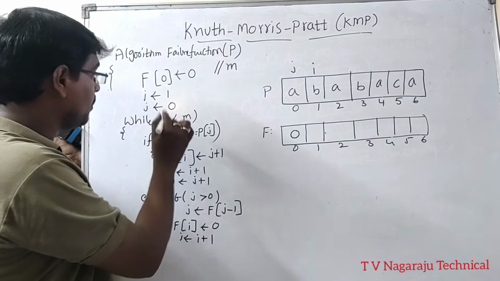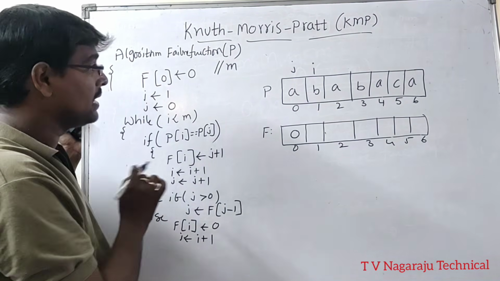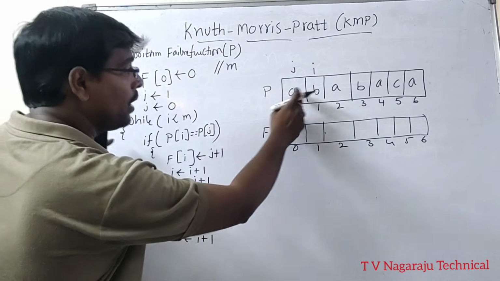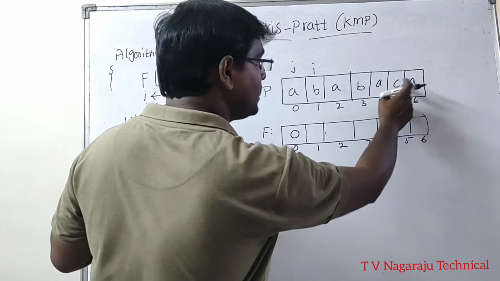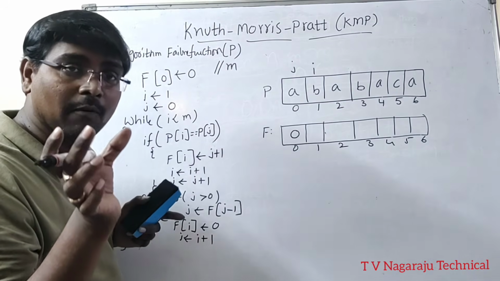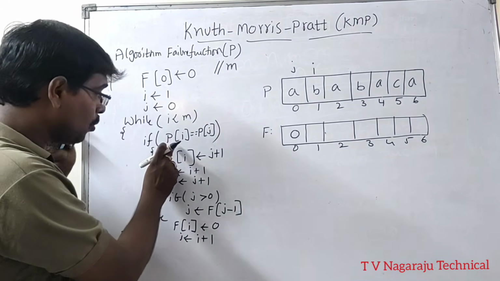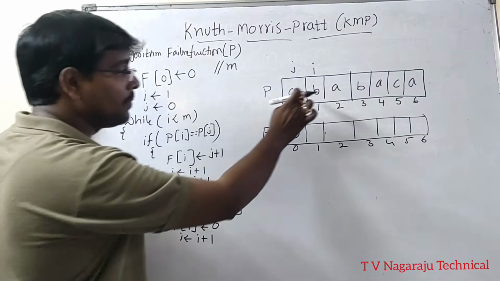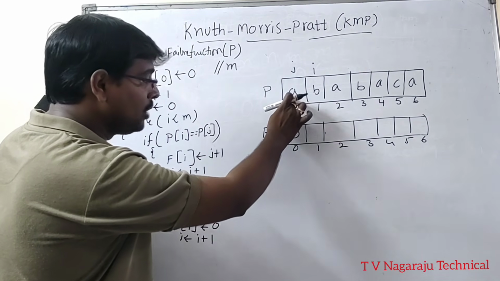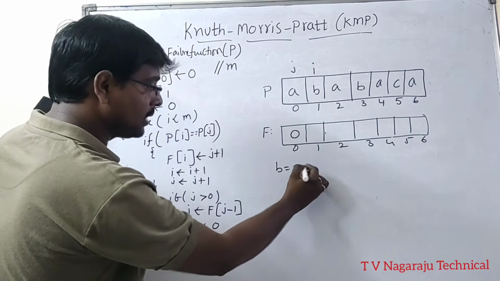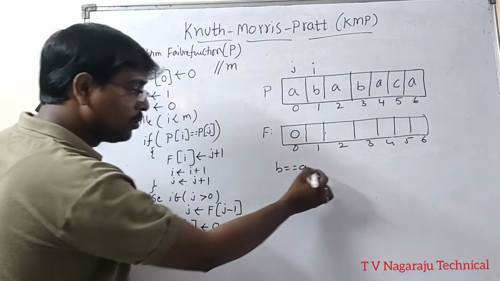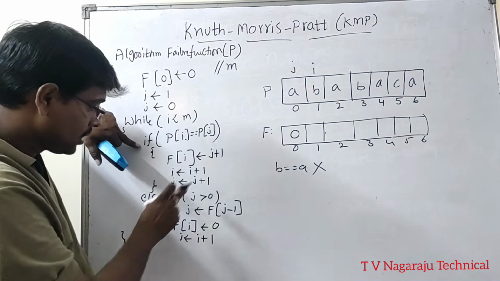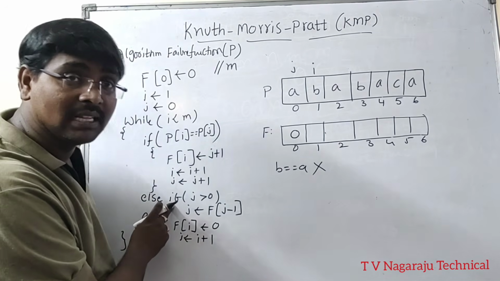Enter into the loop while i is less than m. Here m is 7, so the length of the string is 7. Now, P of i is equal to P of j? B is equal to A? That is my logic. B is equal to A, condition false. If the condition is false, we move into the else if.